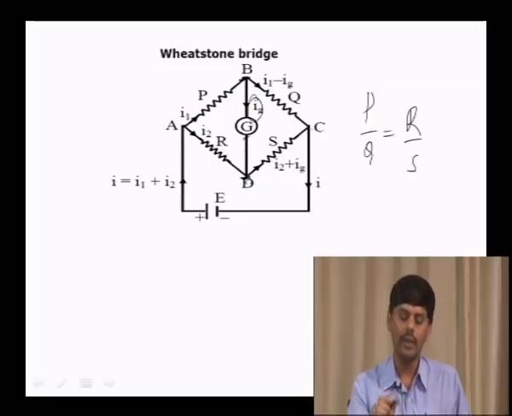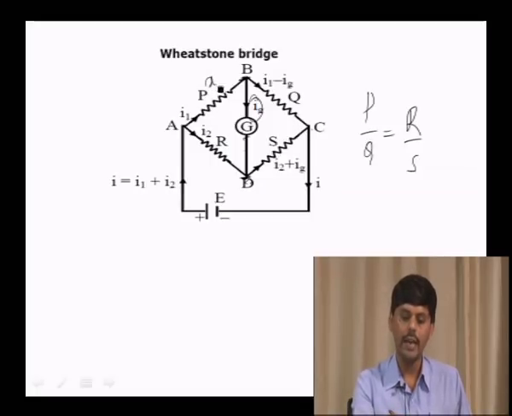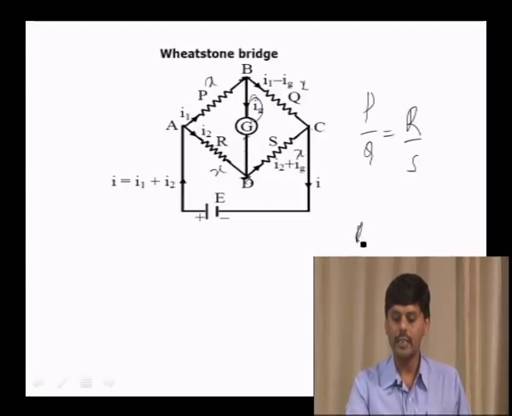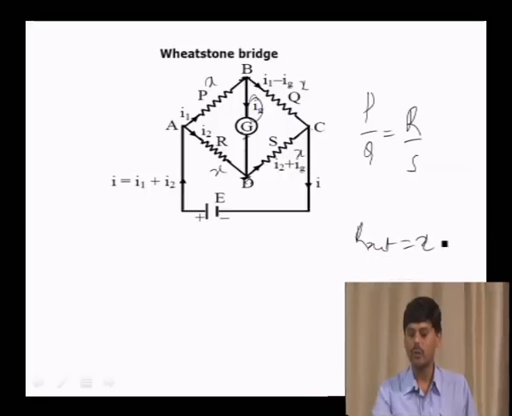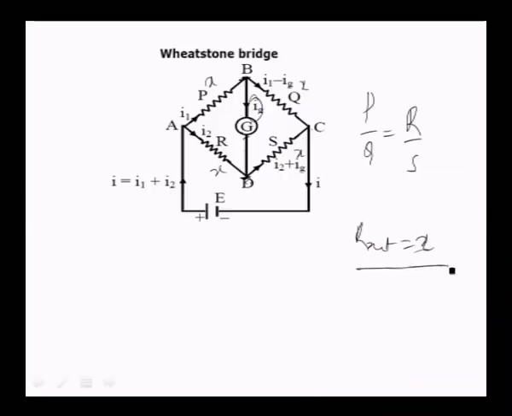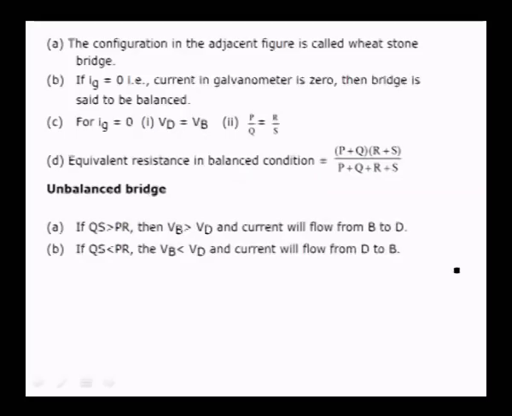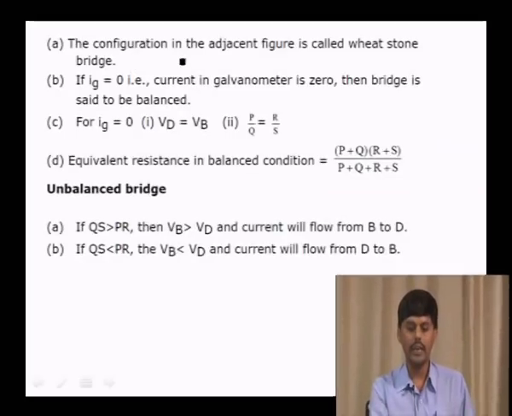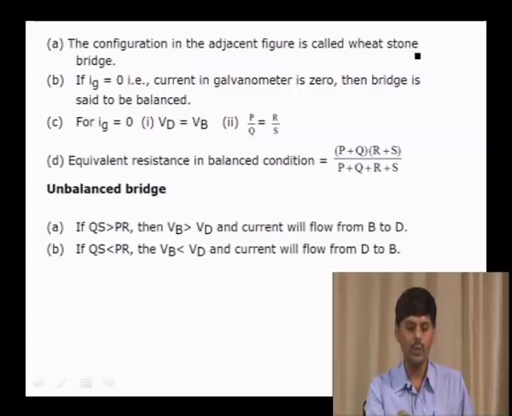And also I give you one idea. All four arms of the resistors are equal. Say for example, X, X, X, X, all are equal. The net resistance of this, that is R net, total resistance, is equal to X only. This is very important for calculating the answers. Next, what I have discussed, the configuration of the adjacent figure is called a Wheatstone's bridge.